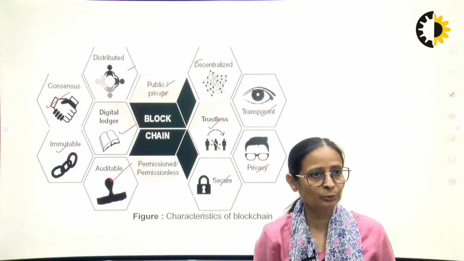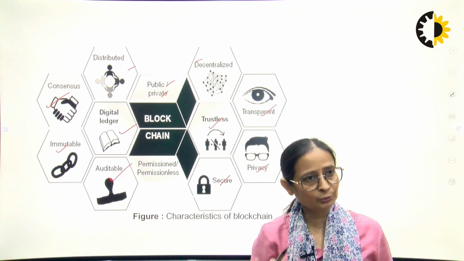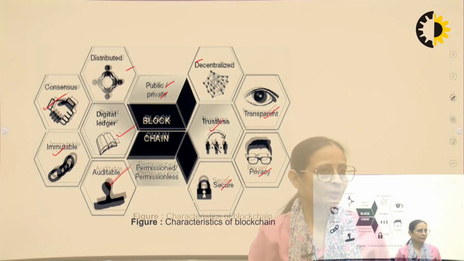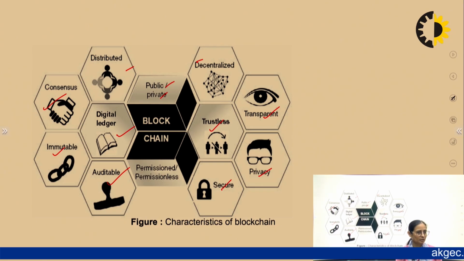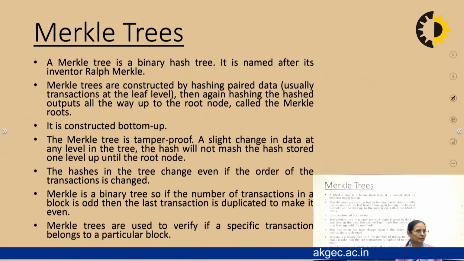That is, how to verify the users, how to add the users in the network, and when they are leaving, what is the effect on the network. All these things decide whether the blockchain comes under the category of the permissioned blockchain or the permissionless blockchain. Now let's start with the Merkle tree.